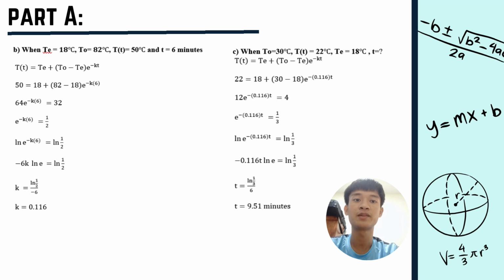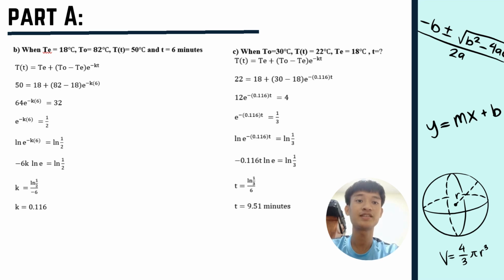They've given us the environment temperature is 18 degrees Celsius, the initial temperature of the soup is 82 degrees Celsius, and the temperature of the soup at time T equals 50 degrees Celsius, where T is 6 minutes, which means after 6 minutes the soup from 82 degrees Celsius has already become 50 degrees Celsius. So we got all this information, simple, we just sub into the formula and then we can calculate the value of k. Once we sub in everything, we can see here the value of k equals 0.116. And once we got the value of k, we can proceed to question C.